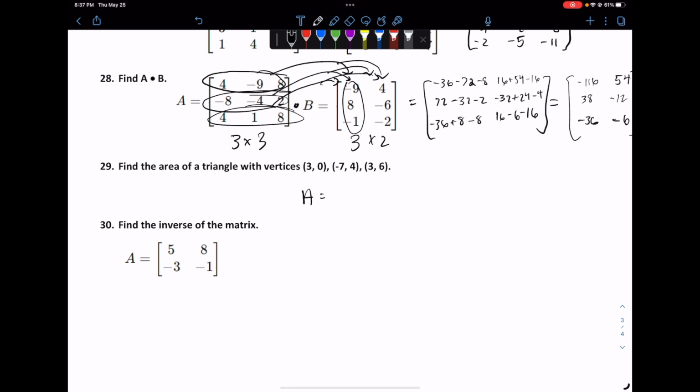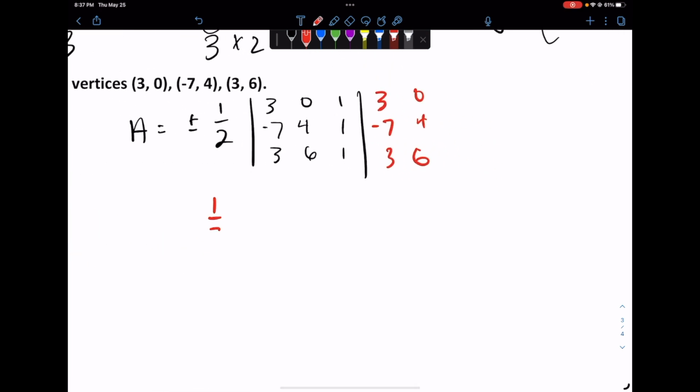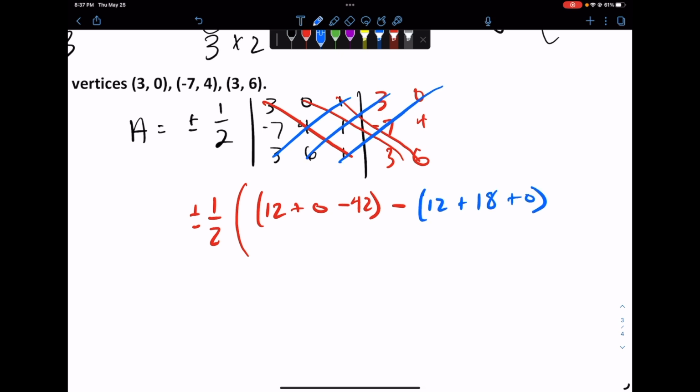Area of a triangle with those vertices. The area formula is going to be plus or minus 1/2 times the determinant of the points. So 3, 0, 1, -7, 4, 1, 3, 6, and 1. And we want to find the determinant. To do that, we're going to bring out those first 2 columns, and we're going to multiply. So 12 minus 42, that's going to be -30, minus 12 and 18 is 30.